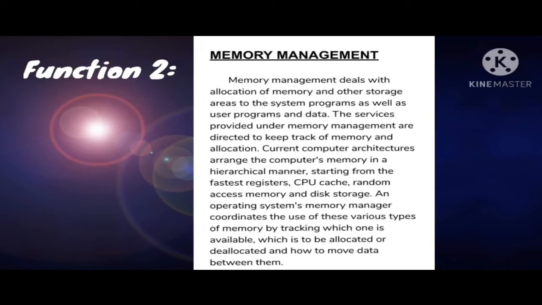Current computer architectures arrange the computer's memory in a hierarchical manner, starting from the fastest registers, CPU cache, random access memory, and disk storage. An operating system's memory manager coordinates the use of these various types of memory by tracking which one is available, which is to be allocated or deallocated, and how to move data between them.